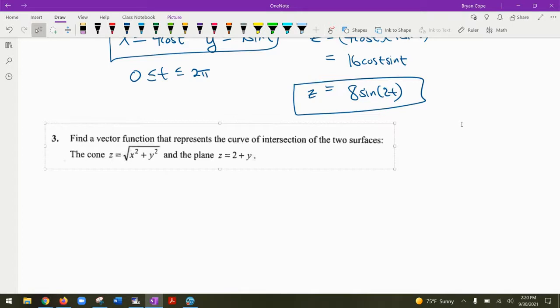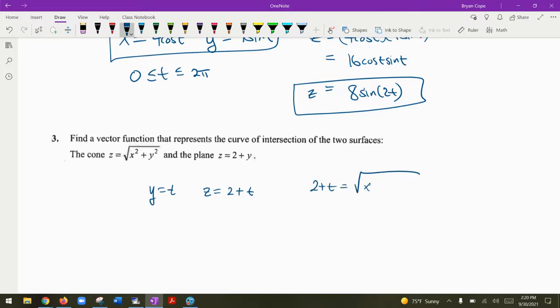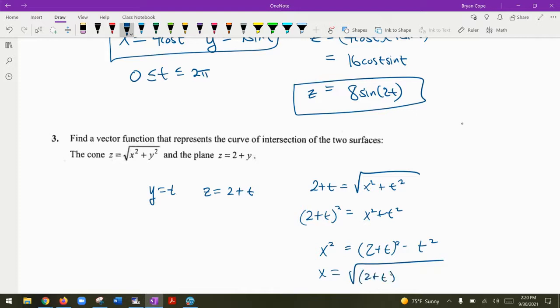Okay, let's play with this because this is not exactly the same. My instinct says to let y be t, therefore z is 2 plus t. And then with those two things, I can say 2 plus t equals root x squared plus t squared. Square both sides. And then x squared equals (2 plus t) squared minus t squared. So x is the square root of that. Is this the best way to do this?